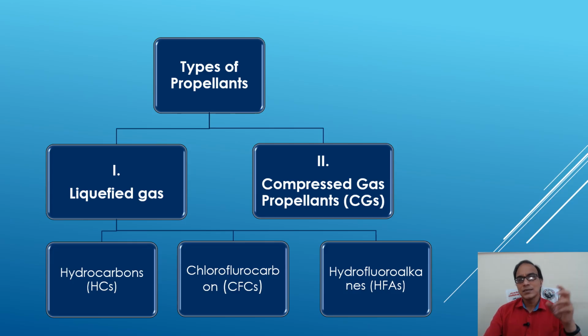So let us see what the types of propellants are: liquefied gas and compressed gas propellants. There are two major types, LG and CG, liquefied gas propellants and compressed gas propellants. Liquefied gas propellants can be classified into three classes: hydrocarbons, chlorofluorocarbons, and hydrofluoroalkanes. They are abbreviated as HCs, CFCs, and HFAs respectively. So you must remember this classification.